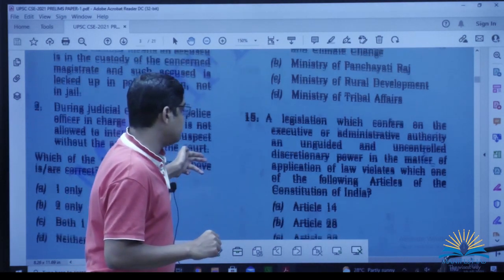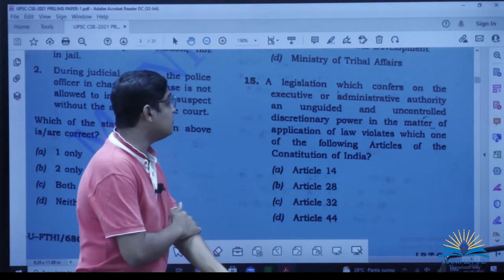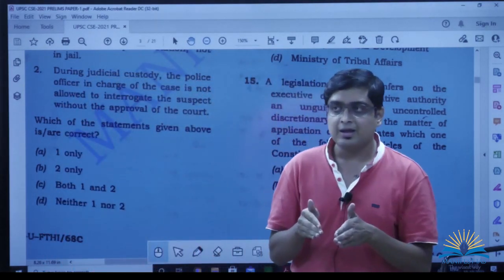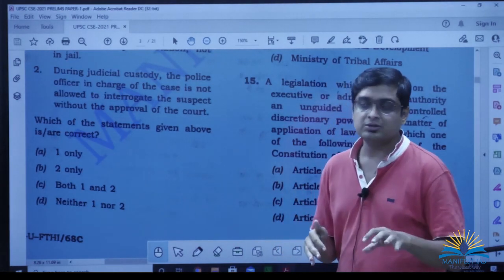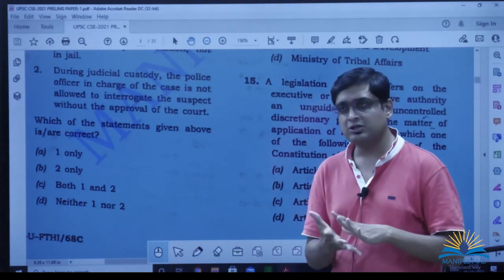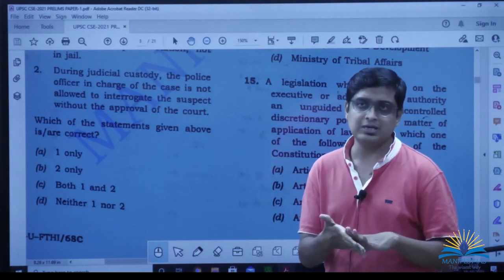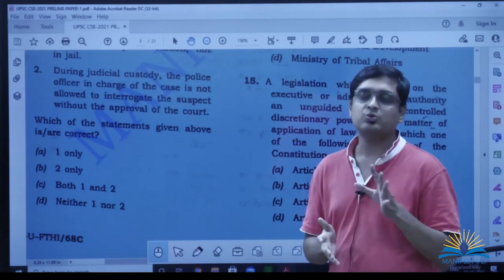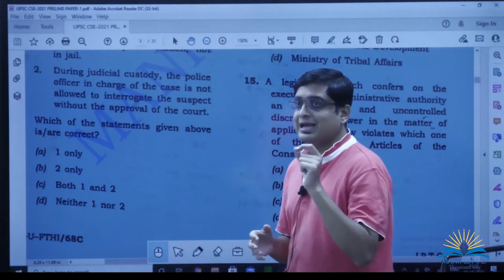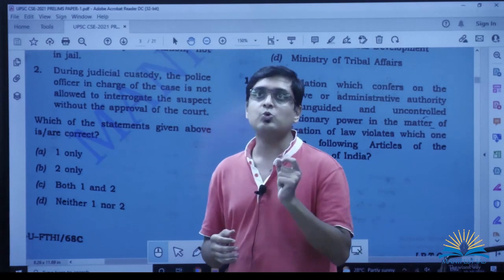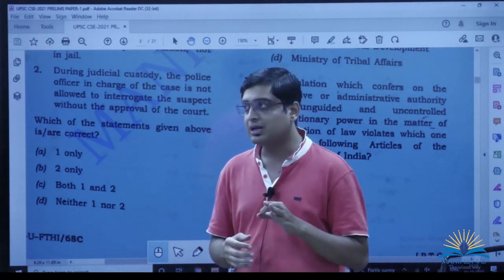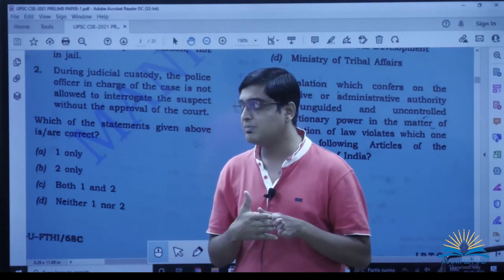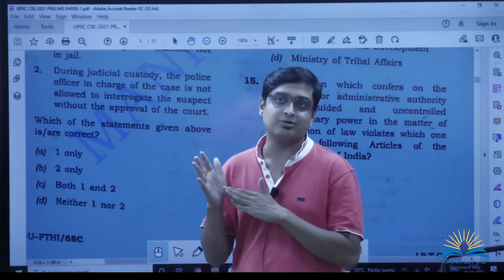Now look at the articles, Article 14, Article 28, Article 32, Article 44. So what it is basically saying is, suppose the Parliament makes a law and says that henceforth the executive, that is the PM and Council of Ministers, or the permanent executive, the police, the administrative machinery, have unregulated power. In that case, what happens? The executive gets complete discretion to do whatever they want. In that case, what happens? There is no check by the law on them. As a result, what will happen? There will be a willful disregard for the law.